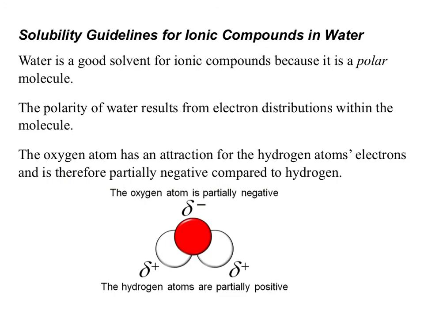Solubility guidelines for ionic compounds in water. Water is a good solvent for ionic compounds because it is a polar molecule. The polarity of water results from electron distributions within the molecule. The oxygen atom has an attraction for the hydrogen atom's electrons and is therefore partially negative compared to hydrogen, depicted here.